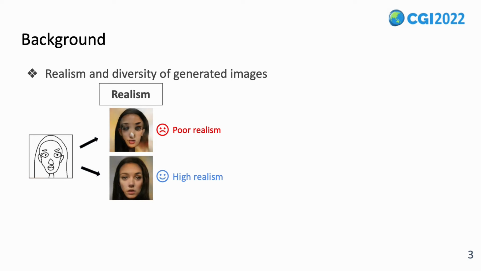In sketch-based image synthesis, realism and diversity are important. Realism is how natural the generated images are. In the left figure, both images can be generated with the same sketch, but the lower face is more natural than the upper one.